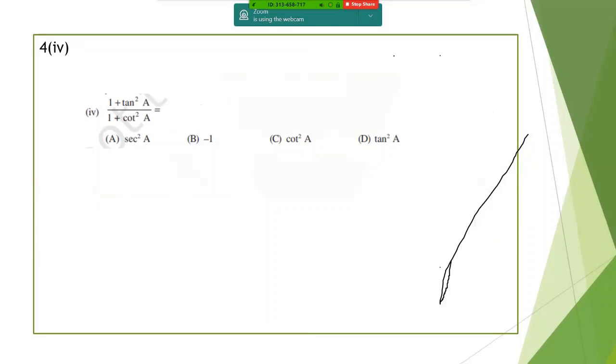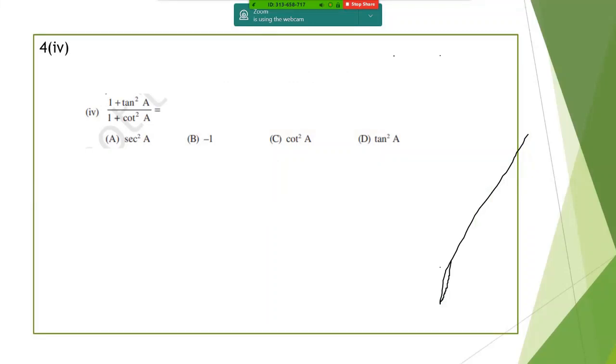So it is 1 plus tan square A divided by 1 plus cot square A. So what do you think you should do? Shall we use the identity of 1 plus tan square A? Secant square A. Perfect. Divided by cosec square A. Perfect. And then what is the answer? You give me the answer.